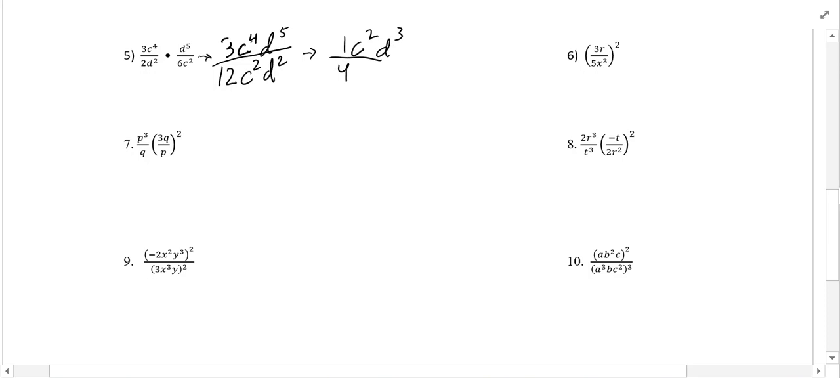So my answer here, you could leave it like this if you wanted to, or you could write it as c squared d cubed over 4. Because remember that 1 in the coefficient is implied.